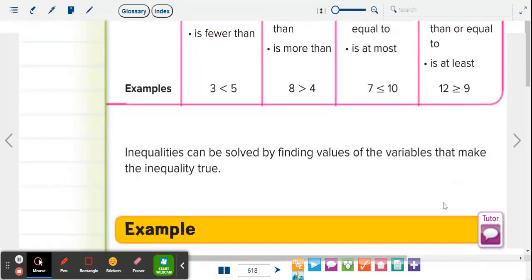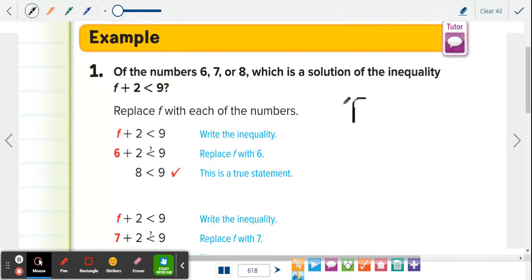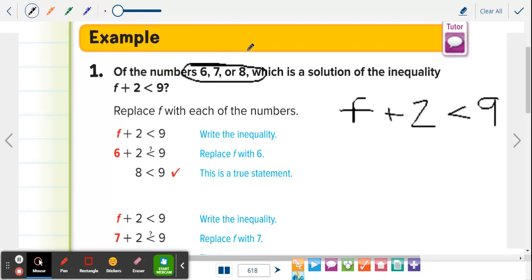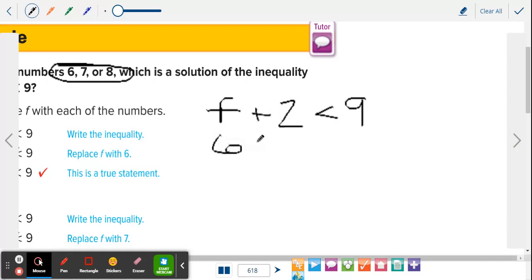All right, so this first part, they give you an inequality: f plus 2 is less than 9. They want to see if any of these numbers are a solution. That means you replace the variable with these numbers and see if it's true or not for each one. So 6, we would replace f with 6. Well, 6 plus 2 is less than 9. What's 6 plus 2? Is 8 less than 9? Yeah, that's a true statement. So 6 is a solution. Now we have to see if the other two are as well.